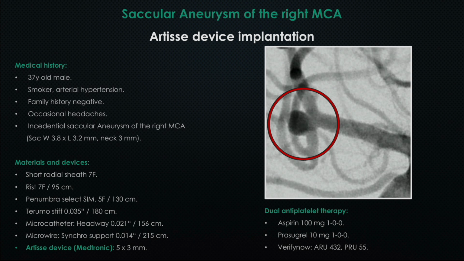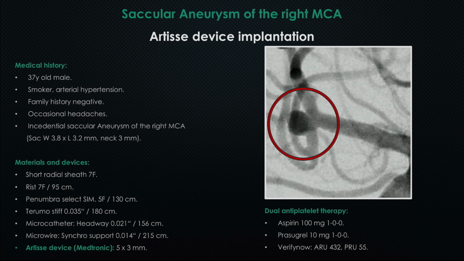The aneurysm has a wide neck of 3 millimeters, and the maximal sac width is 3.8 millimeters. On the left side, we have the list of materials and devices that we've used, and we have a 5 by 3 millimeters Artisse device used from the company Medtronic. And on the right side, we have the protocol of the dual antiplatelet therapy.